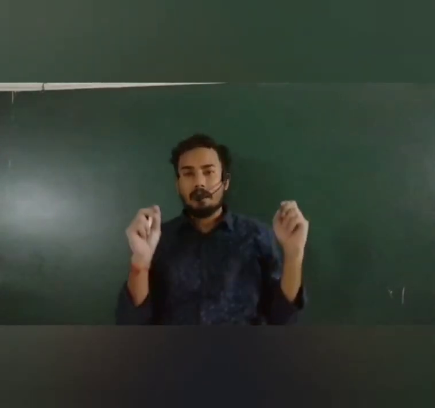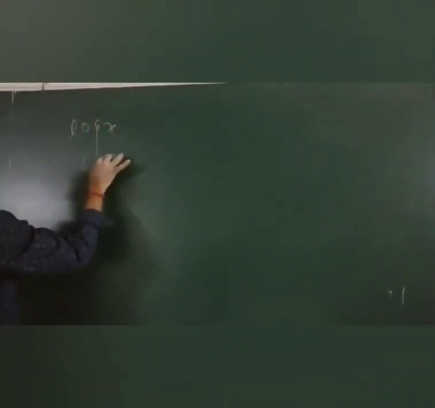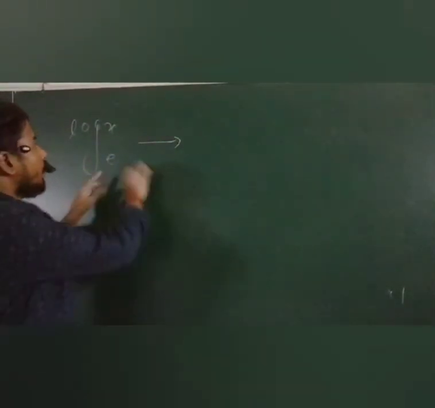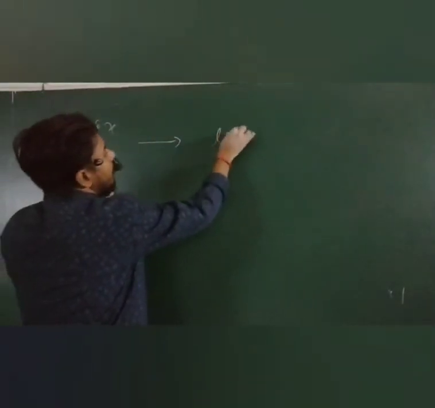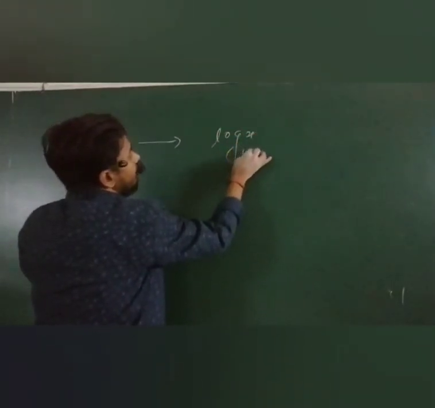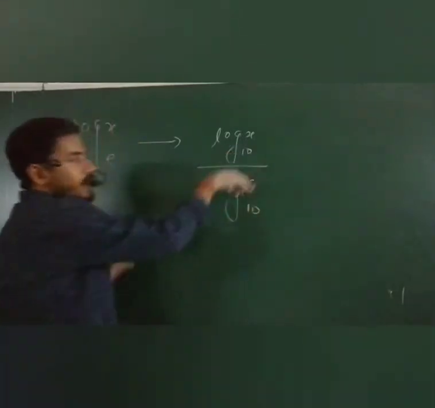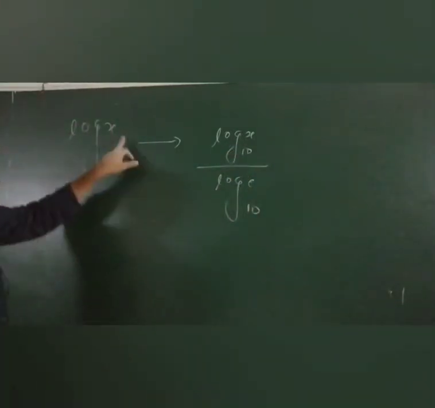So what is the relation between natural log and common log? Suppose this is log x with base e. You have to convert it into common log, so apply the base change formula. What we can say? Log x with base 10, divided by log e with base 10, by the base change formula. Go and see, just as I taught you.